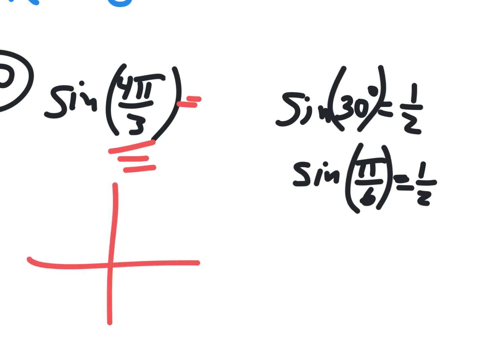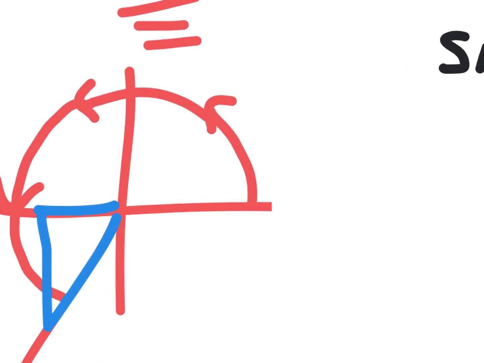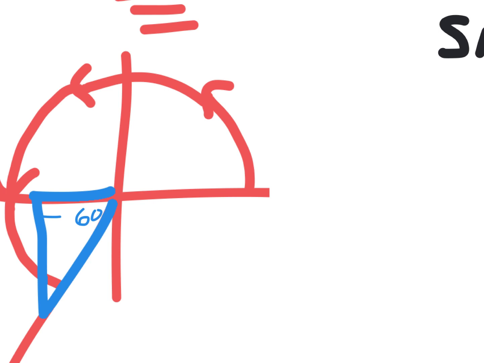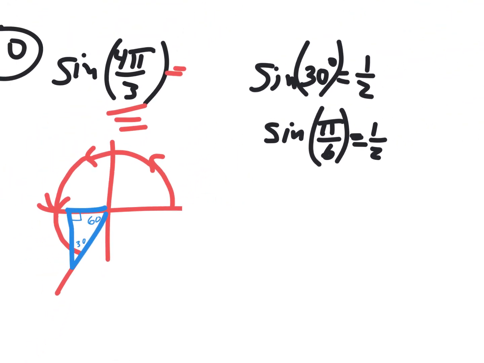I'd draw a picture. So 4 pi over 3. Now, this is 1/3 of the way to pi. 2/3, 3 pi over 3. And another pi over 3 gets you to here, and that's about where 4 pi over 3 is. And then I draw my triangle down there. And that's a 60. And I bet you can do it from there.